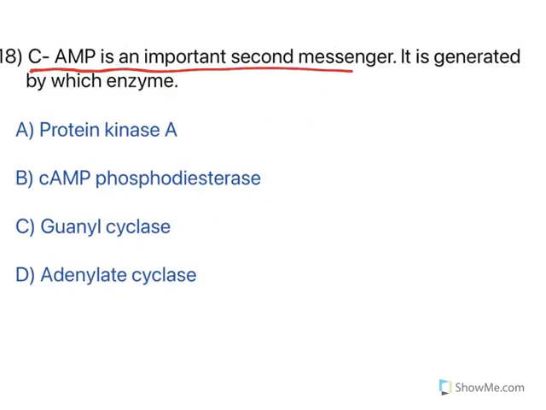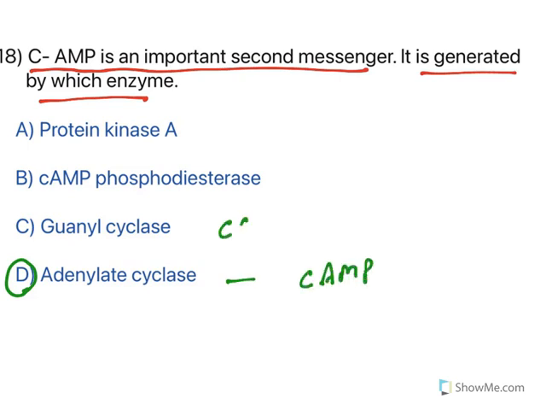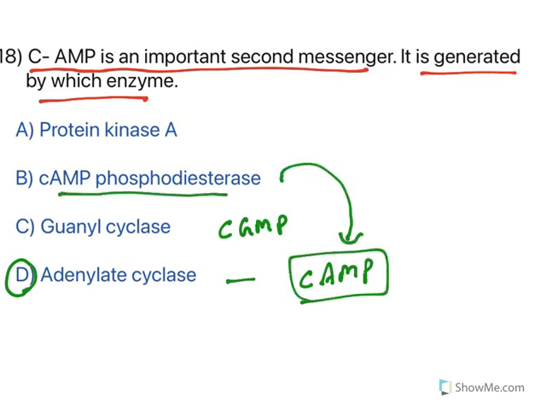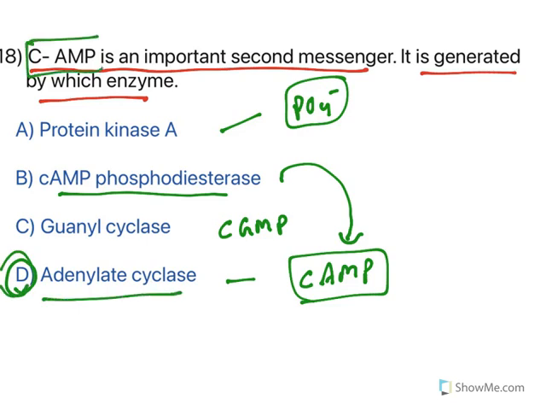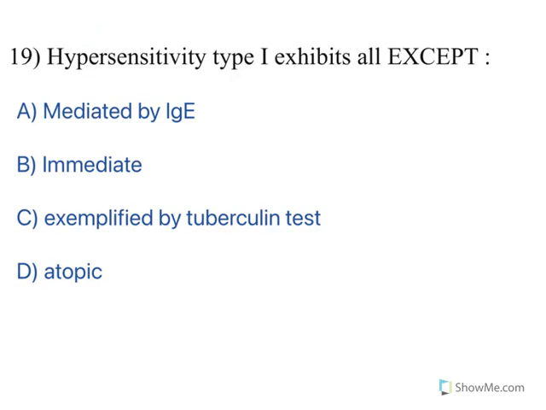Cyclic AMP is an important second messenger. It is generated by which enzyme? See, cyclic AMP is generated by a particular enzyme called adenylate cyclase. This is what forms cyclic AMP. Guanylate cyclase forms cyclic GMP, whereas cyclic AMP phosphodiesterase breaks down the cyclic AMP. It is a metabolizing enzyme, whereas protein kinase causes phosphorylation of proteins. So option D is correct. Adenylate cyclase is responsible for forming cyclic AMP. Moving to the next one.